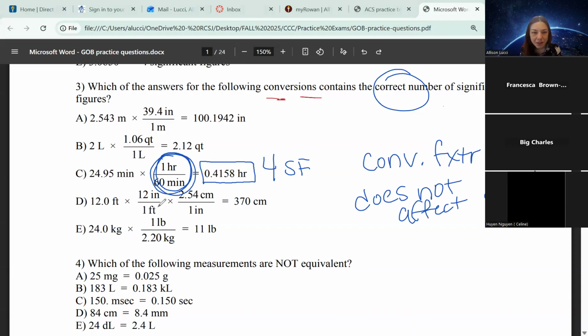So answer choice D, we see 3 sig figs here that we start with, but then over here, only the 3 and the 7. So there's only 2. So that's why answer choice D is incorrect. And then we have 3 sig figs here, 2 in my final answer for E.